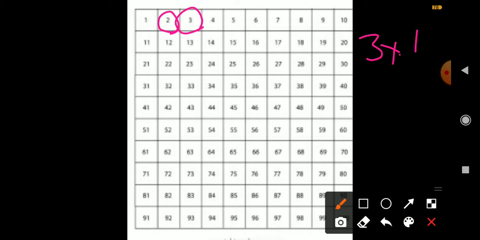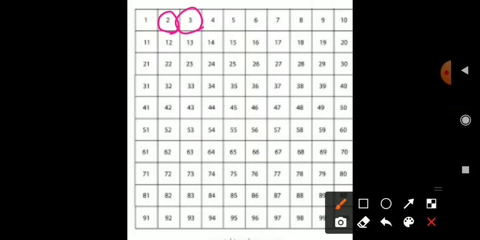Next is 4. 4 ones are 4, and 2 twos are 4. It is present in more than one table, so it is not a prime number. It is a composite number.